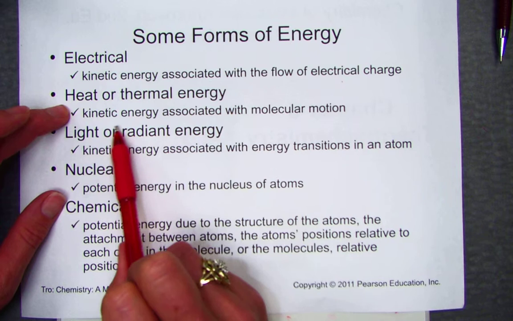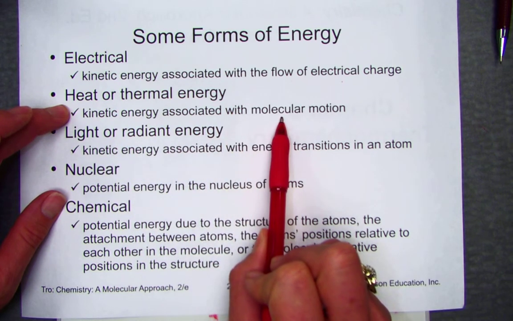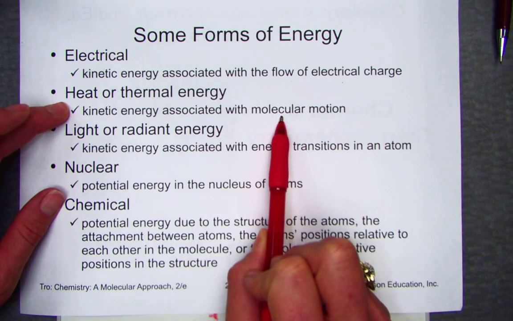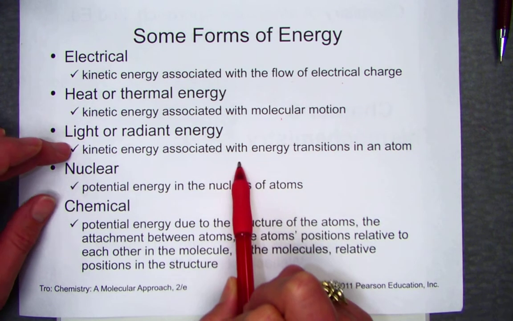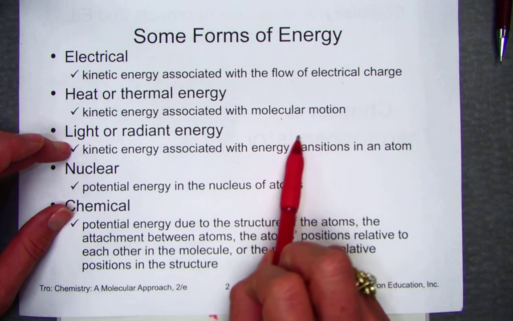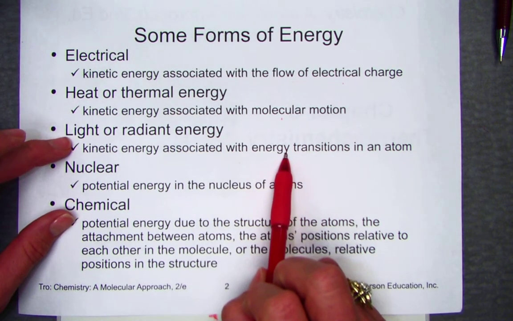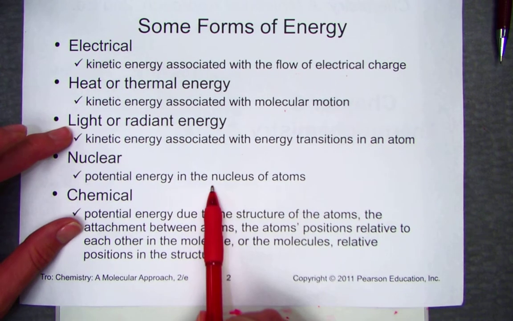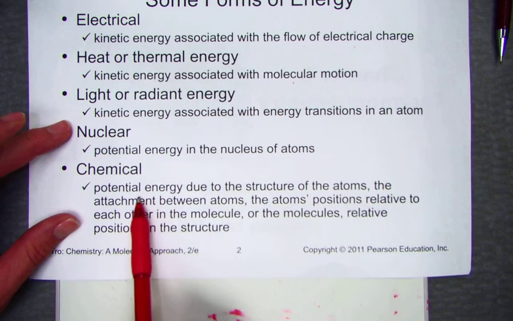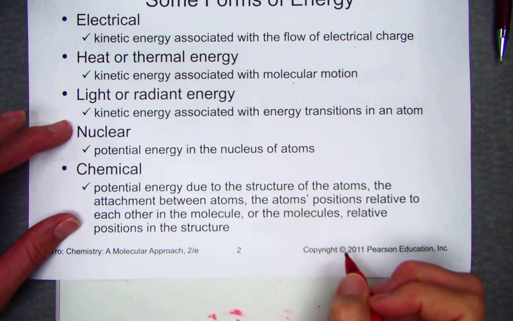Heat or thermal energy is when kinetic energy is associated with molecular motion. Molecular motion in gases is greater than those of liquids, and solids, of course, have the least molecular motion, very rigid in form. Light or radiant energy, when energy transitions in an atom, when an electron is either promoted or falls back into an energy level, light is given off. Of course, nuclear energy is when the nucleus of an atom actually explodes or comes apart to release the nuclear energy trapped inside. And chemical energy is that energy that's stored in chemical bonds as atoms are created into compounds.